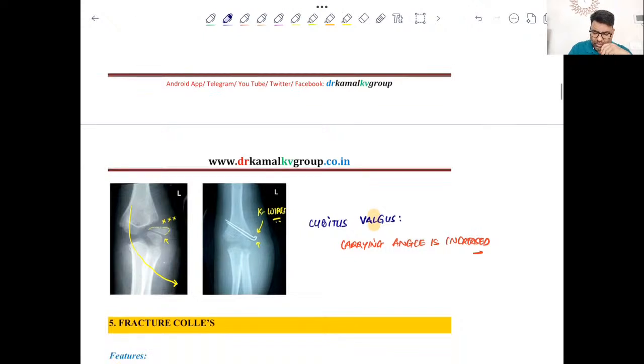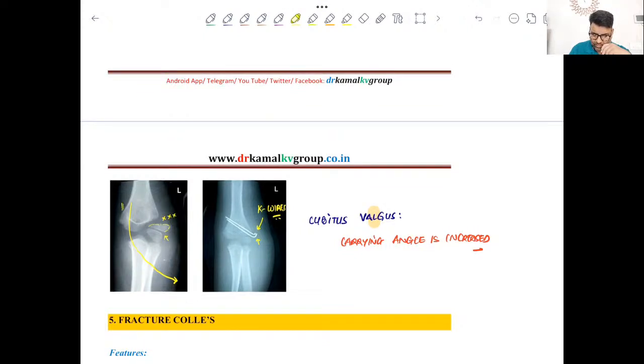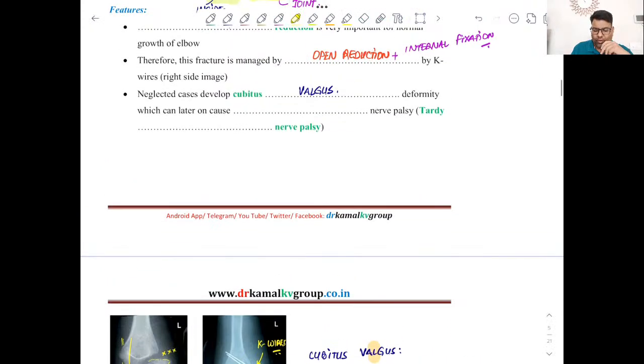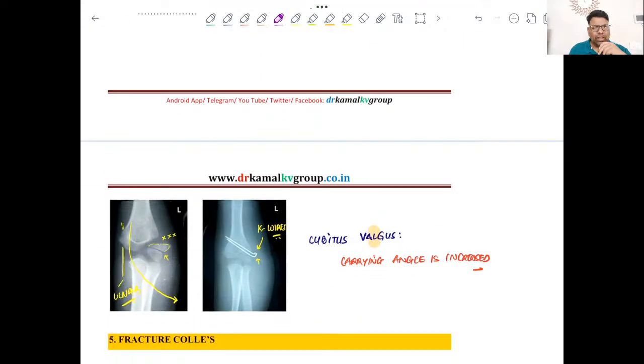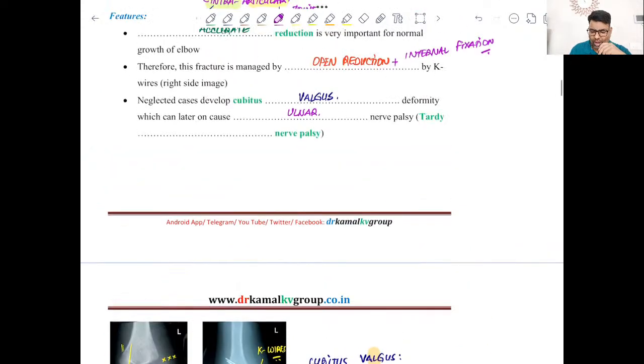Now what happens? The ulnar nerve is passing behind the medial condyle of humerus like this. This is the ulnar nerve. As there will be a deformity in the form of cubitus valgus, it will lead to stretching of the ulnar nerve, and over a period of time, finally the ulnar nerve will also be paralyzed, right? So this deformity will come after some period of time, and therefore ulnar nerve deformity will also be noticed after a certain period of time, and therefore we use the word tardy ulnar nerve palsy, right? So this is known as tardy ulnar nerve palsy.